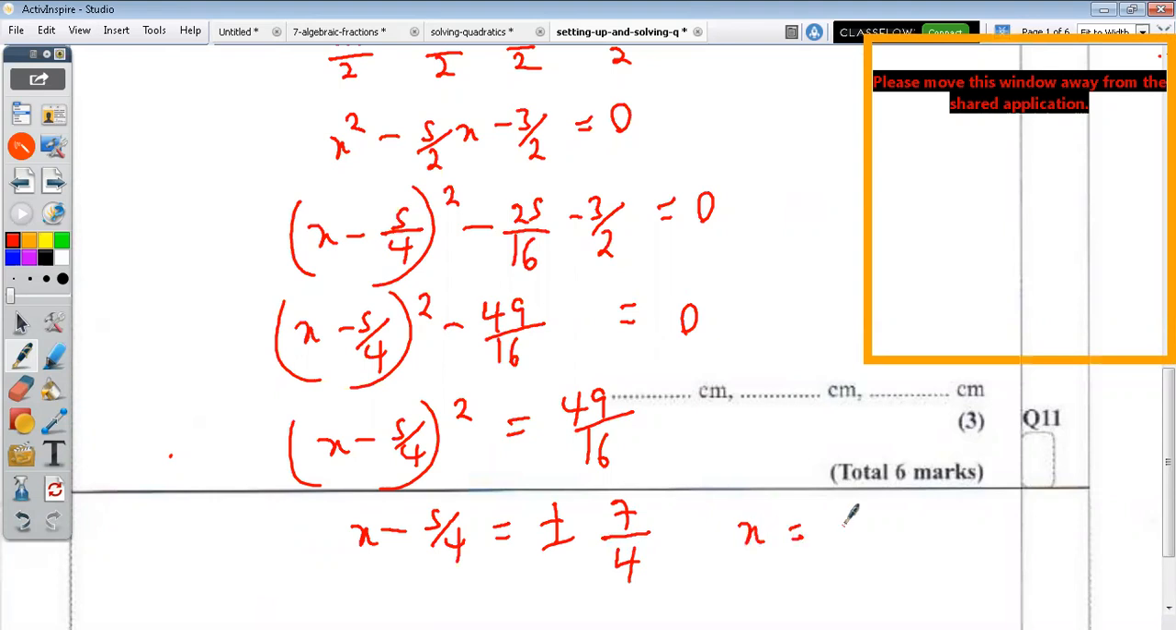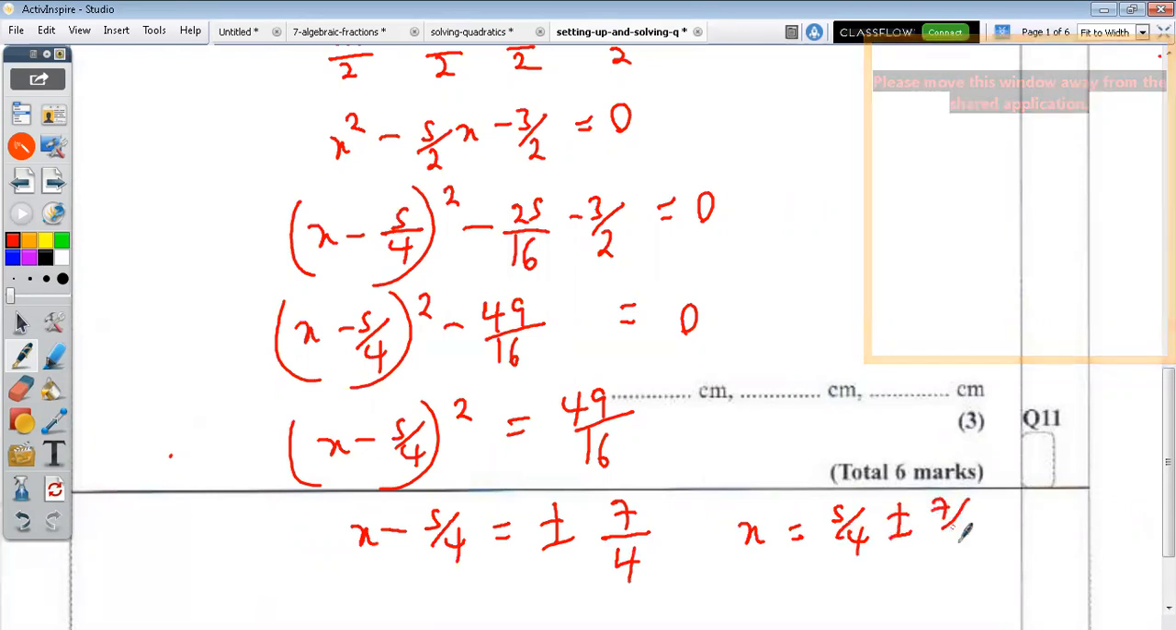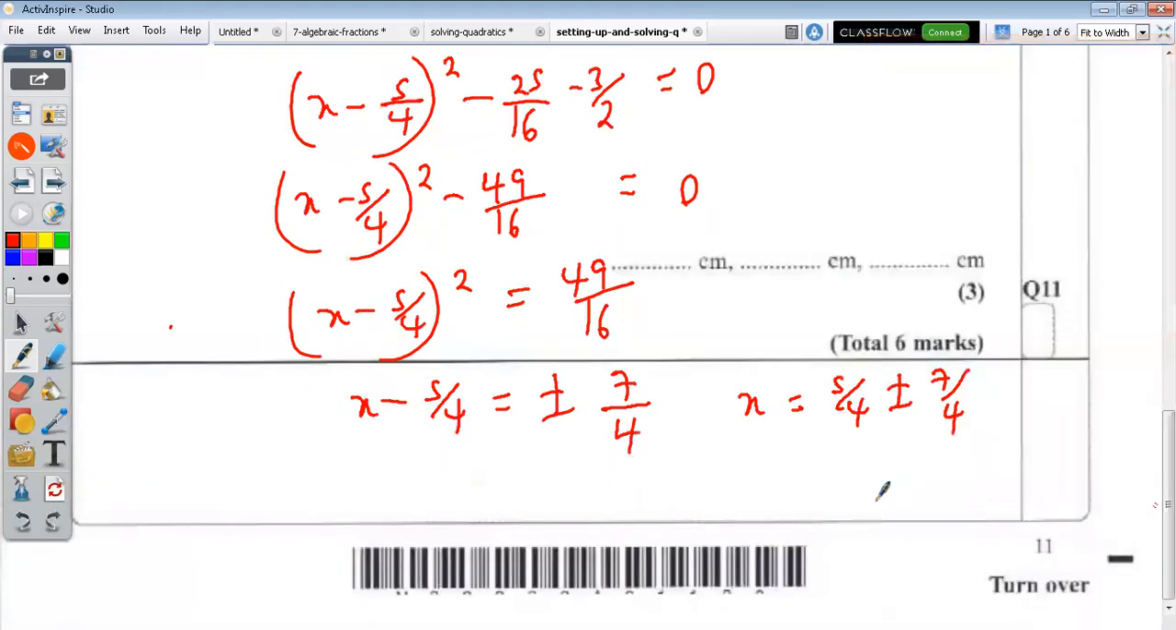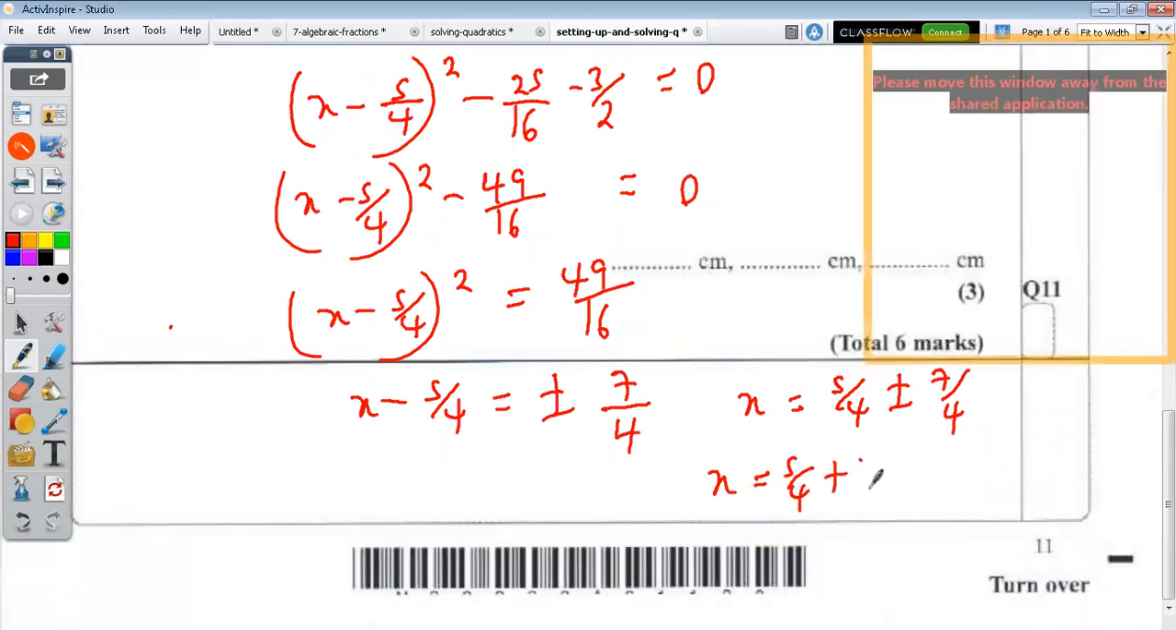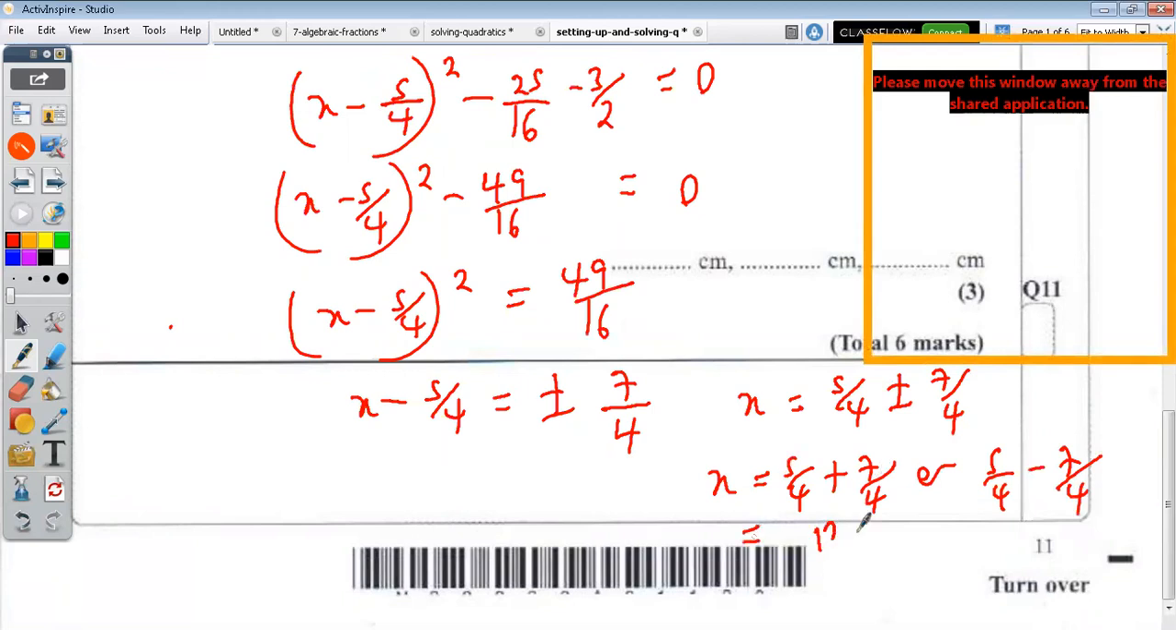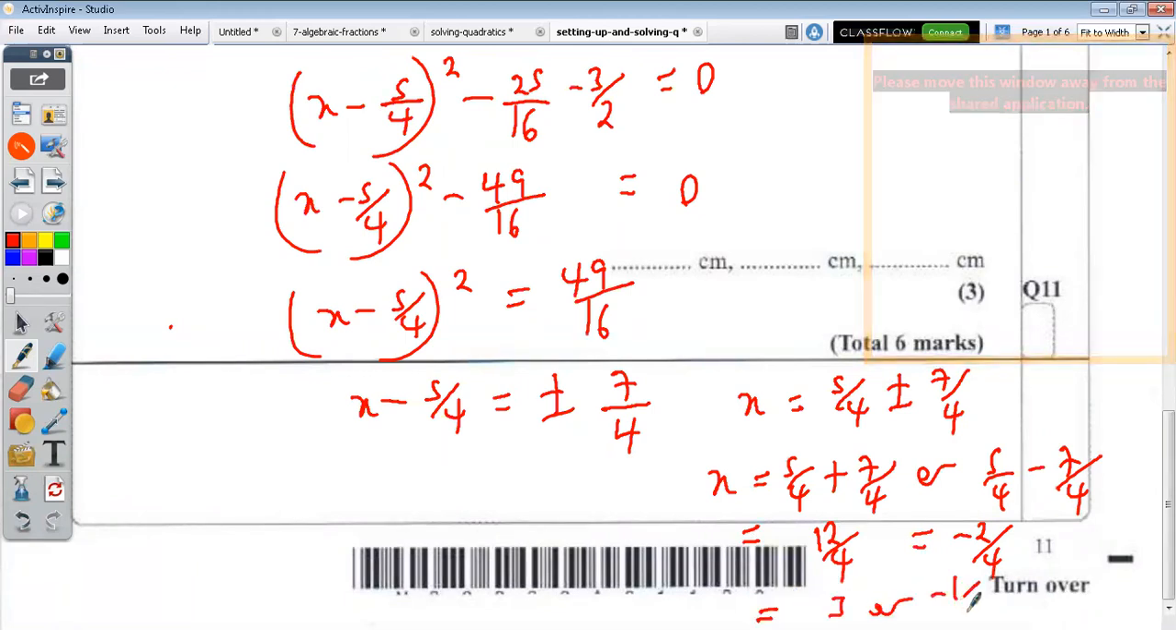So that x now becomes, it's a negative. If you move it, it becomes a positive. So it's 5 over 4 plus or minus 7 over 4. That making sense? So it means x here is equal to 5 over 4 plus 7 over 4, or 5 over 4 minus 7 over 4. Now this gives you 12 over 4, which is 3. The denominator is the same. If you subtract here, you get minus 2 over 4. So the final answer here is 3 or minus half.